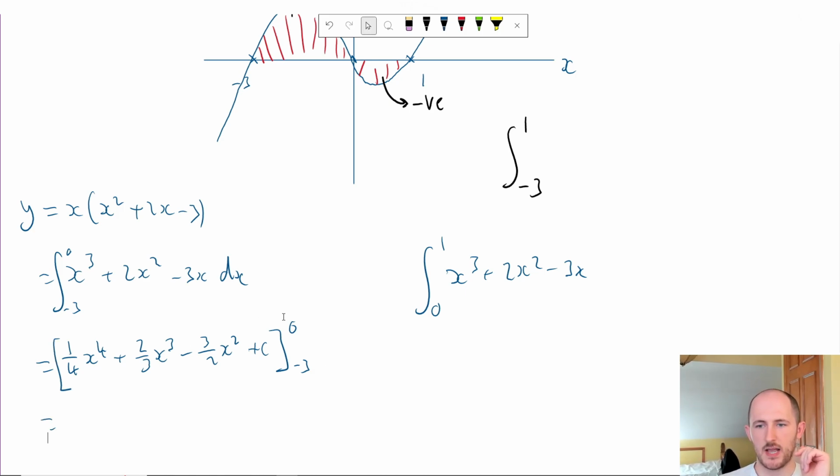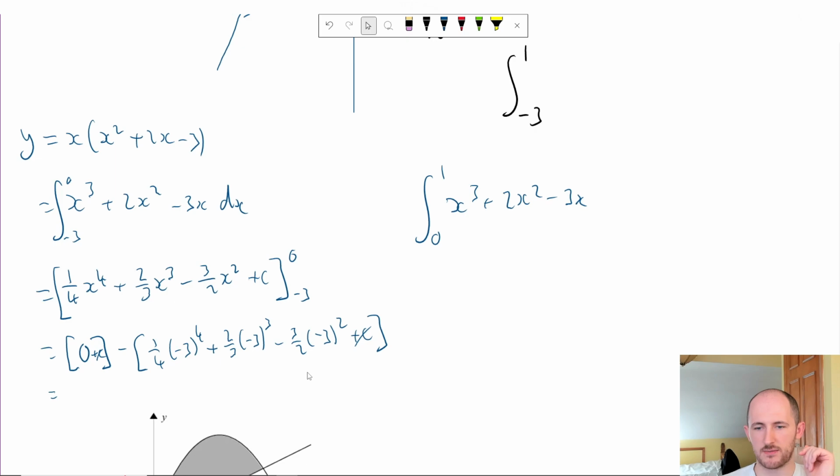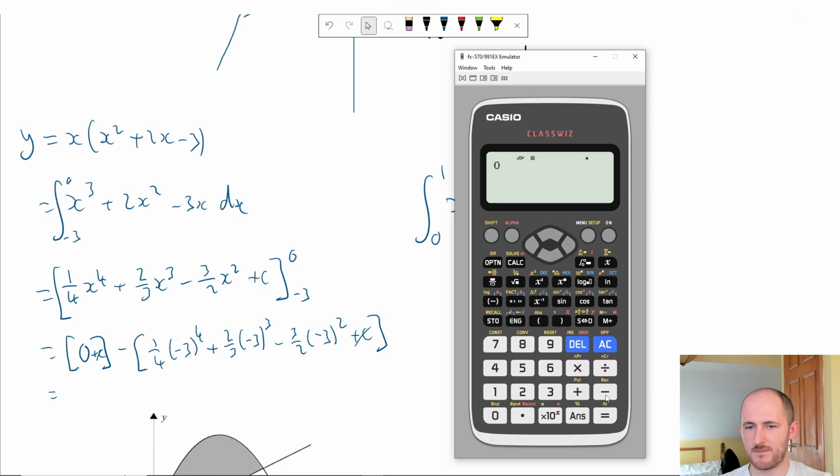First things first, you may notice if you sub in the value of 0, we're going to get 0 in this whole thing, right? We're going to get 0 plus c. So I'm not even going to bother subbing in the 0. But in the other one, I'm going to do a quarter times minus 3 to the 4, plus 2 over 3 times minus 3 cubed, minus 3 over 2 times minus 3 squared. And then again the plus c, so then the c's will cancel. So we're going to do 0 minus all of that. Can I scroll down with that? Right. You're going to see a bit of the next question. Oh well, that's fine. We're going to have 0 minus, and then we're going to have all of this stuff.